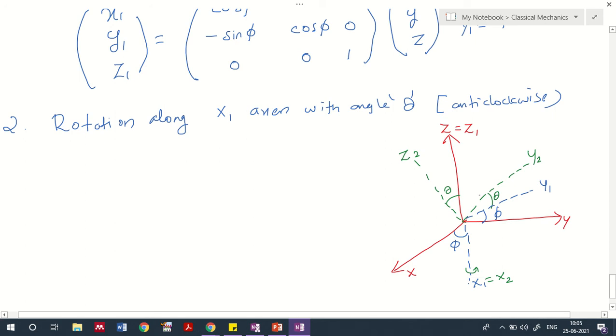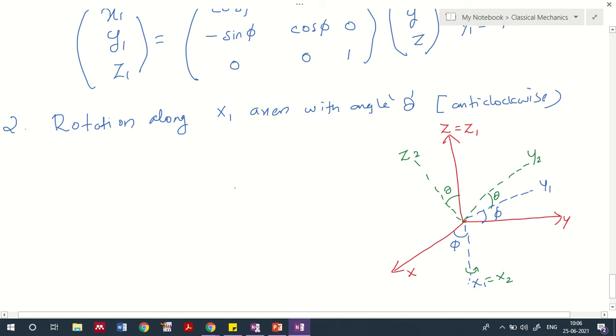That rotation was along the z axis. Now we are rotating along the x1 axis by an angle theta, where x1 will be equal to x2, and there will be a corresponding change along the y axis by an angle theta, and a corresponding change in position for z2 along with an angle theta. So this is our second rotation.